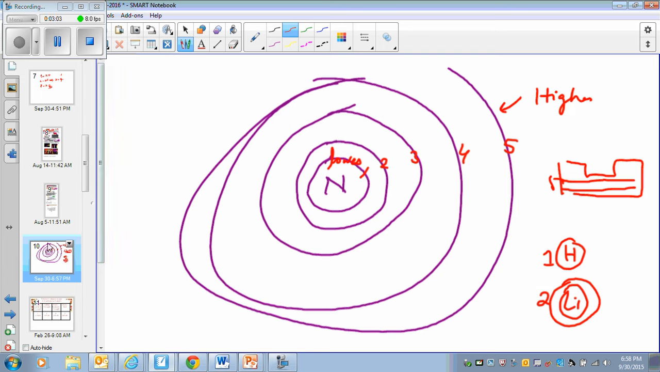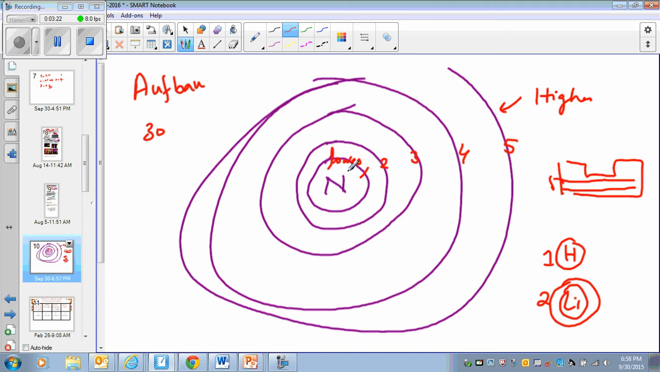There was a scientist, his name was Aufbau. According to Aufbau, the electrons always fill in the lowest energy level before they jump up to a higher energy level. So let's say I have 30 electrons that I have to fill in, I will always start from the lowest energy level. I have to complete this, then jump up. I have to complete this and then jump up.